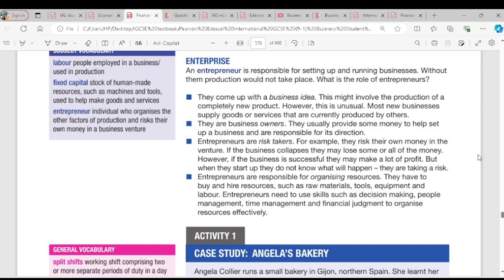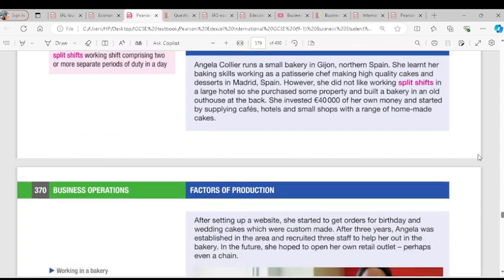They are responsible for organizing resources. So they are the controllers of all other factors of production. They are in charge of land, they are in charge of labor, they are in charge of capital. So that's why I call them the organizers of all other factors of production. Clear? That's factors of production. Any question about factors of production here?